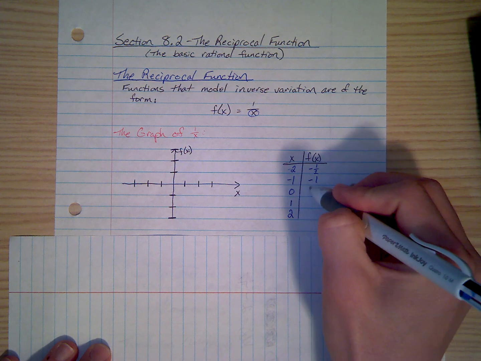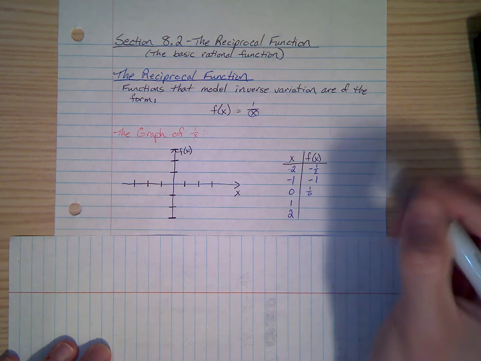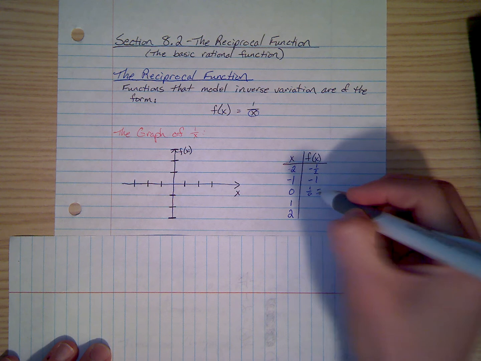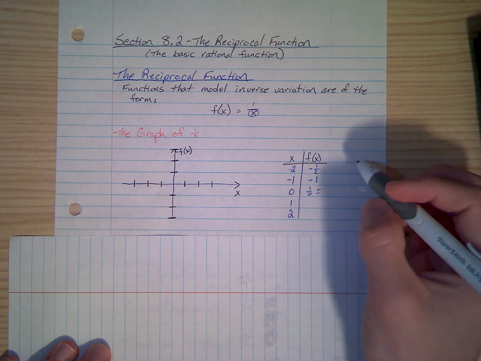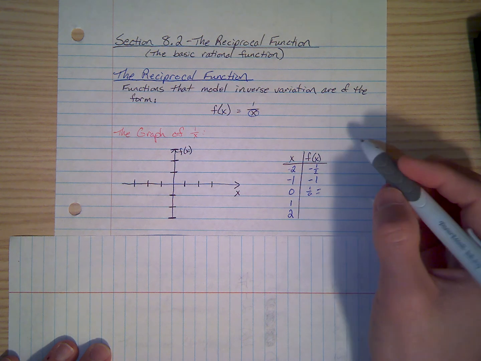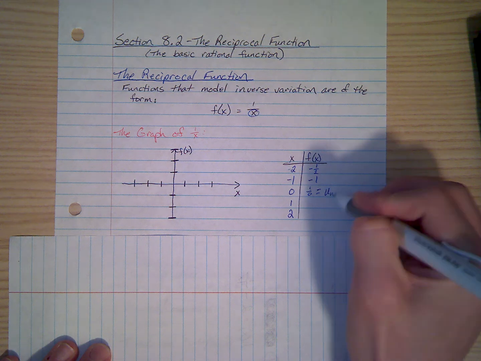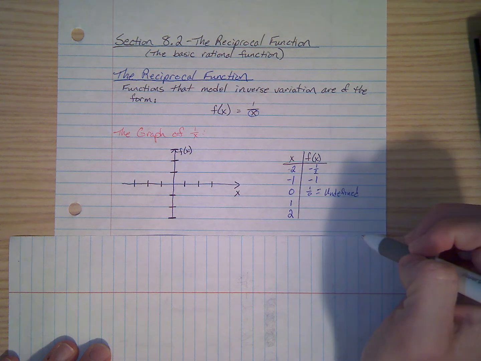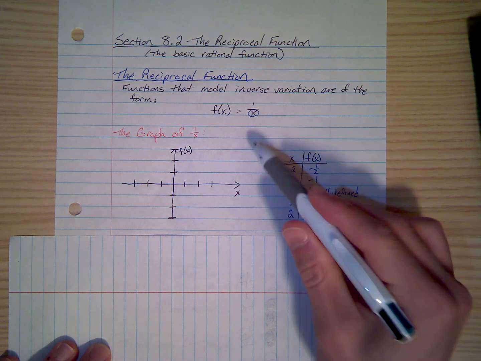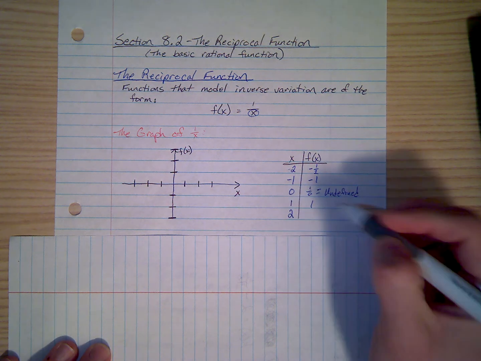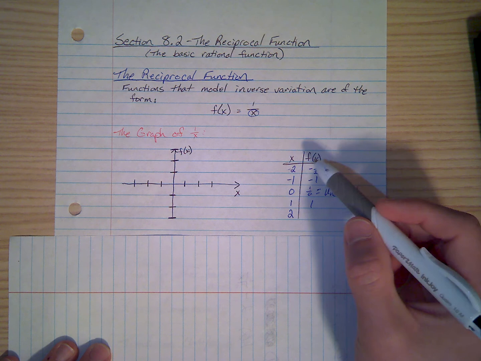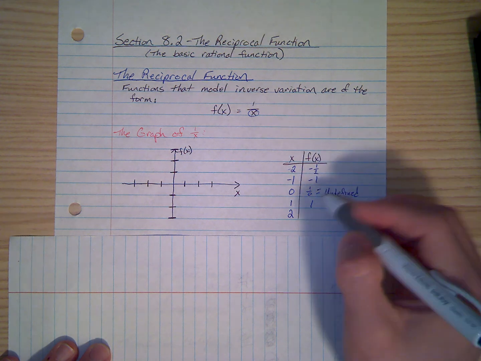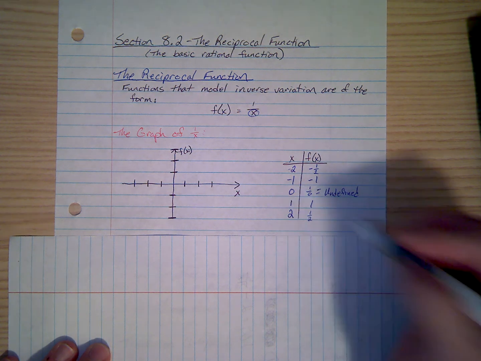You have 1 over 0 for this one, which, if you remember the little Cookie Monster and Friends problem, you can't divide by 0. So this is actually undefined. This is one of those restrictions I was talking about. When you put 1 in, you just have 1 over 1, which is 1. And then for 2, you have 1 over 2, which is just 1/2.